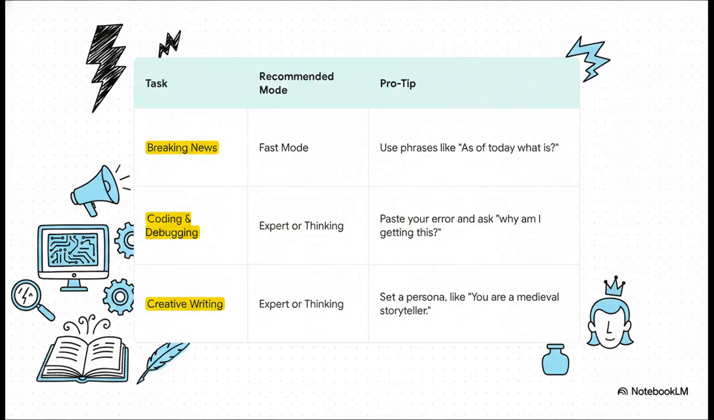For coding or debugging, jump straight to expert or thinking mode. And don't just ask for the answer. Paste your error code right in and ask, why am I getting this? You'll get a much better methodical breakdown. And for anything creative, again, expert or thinking, but give it a persona. Tell it you are a medieval storyteller and watch how it changes the whole response.